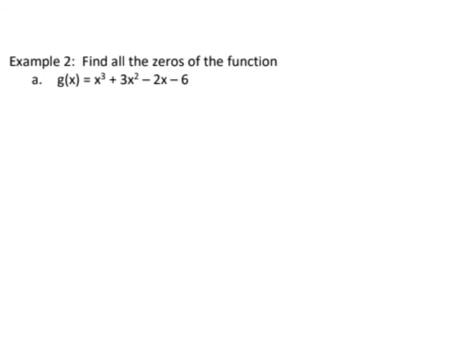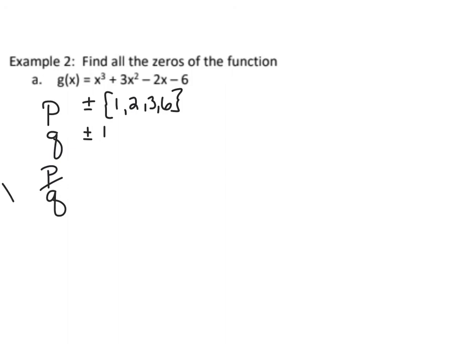In this problem, we're told to find all the zeros of the function. So again, I'm going to begin by listing my p's, which would be the factors of -6. So that's going to be plus or minus 1 and 6, 2 and 3. Factors of q, well, q is 1, so that's just going to be plus or minus 1. So my possible rational zeros would be in the list of 1, 2, 3, and 6, and then their opposites, so plus or minus.